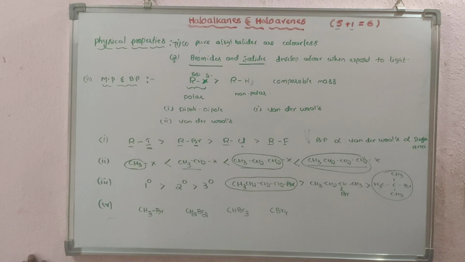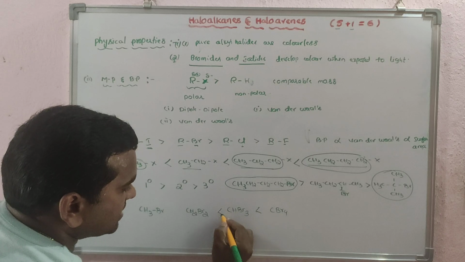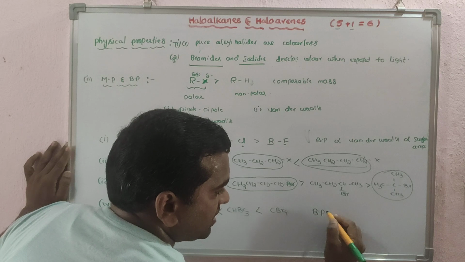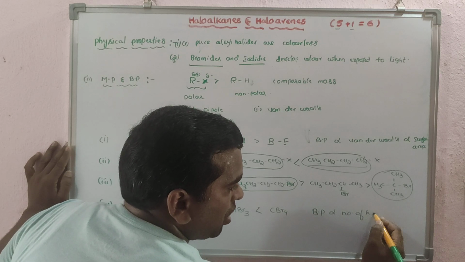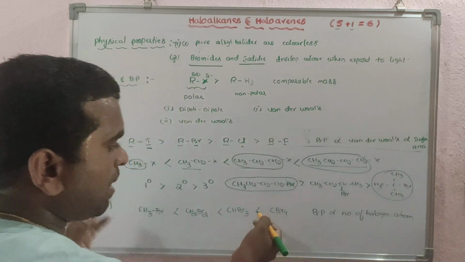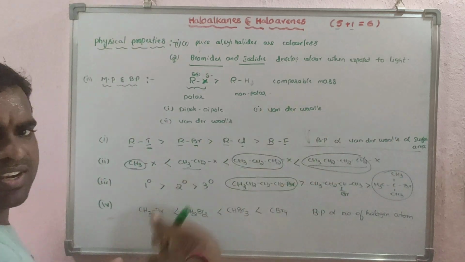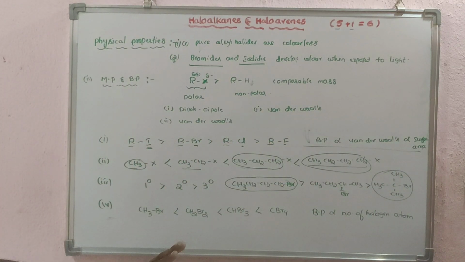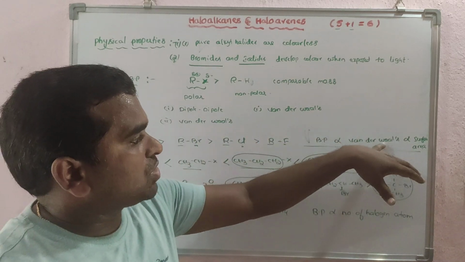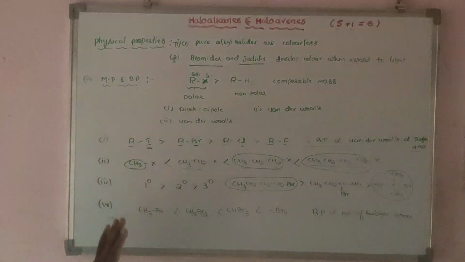So which one has the highest boiling point here? You know that as the number of halogen atoms increases, boiling point is directly proportional to the number of halogen atoms. It depends on the same reasoning as before. As the number of halogen atoms increases, surface area increases, then van der Waals forces of attraction increase, and boiling point also increases. The same applies to melting. Melting and boiling points are directly proportional to van der Waals forces, and van der Waals forces are directly proportional to surface area.